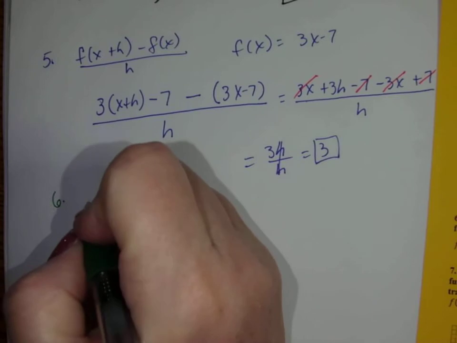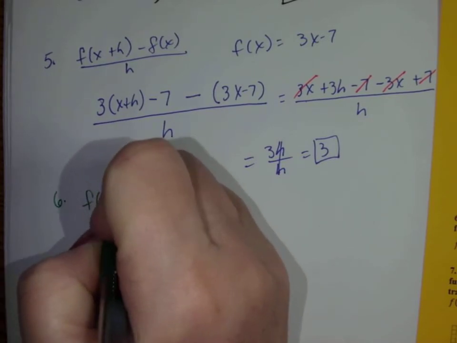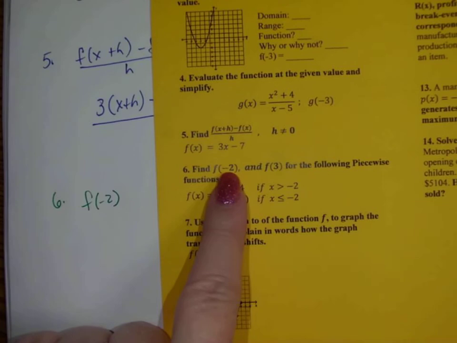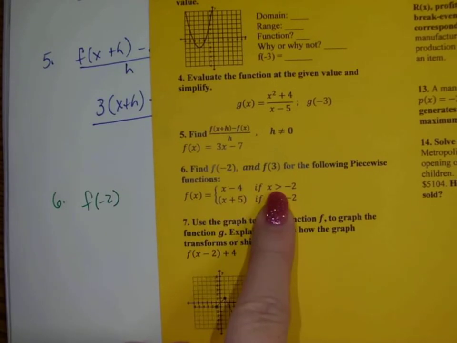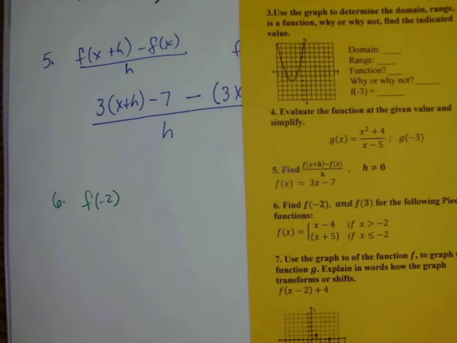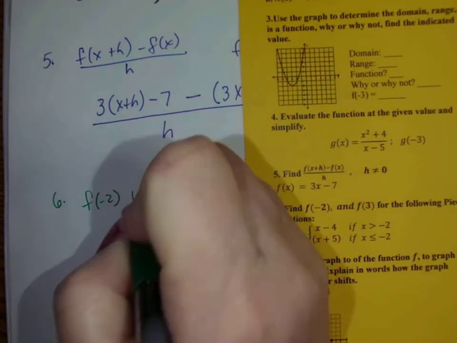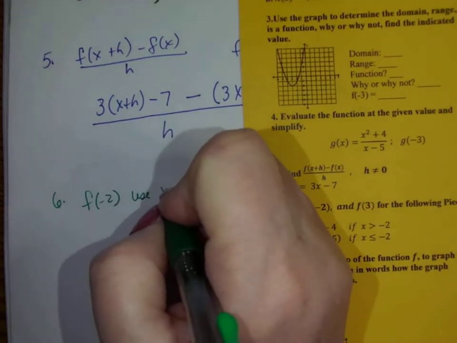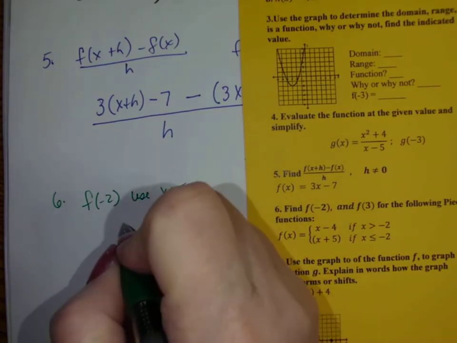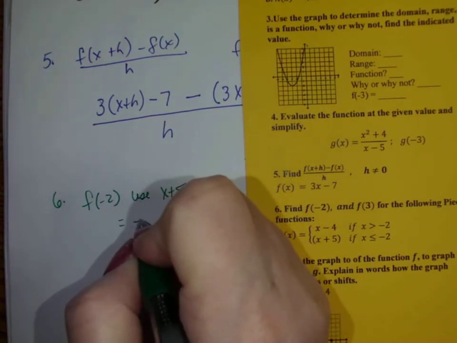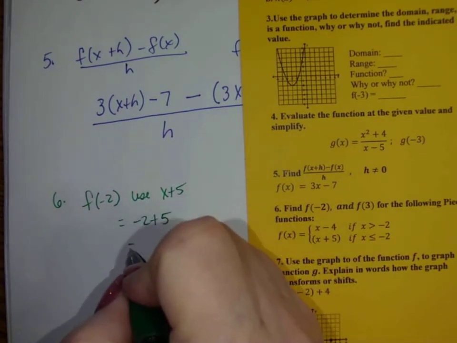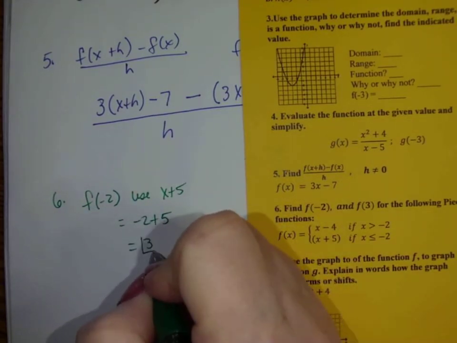All right, so for the first one, we need to find f at -2. So equal to -2 is what we're talking about. So it's not greater than, it's not less than, but it's equal to -2. So we're going to use the x plus 5. So that means we'll equal -2 plus 5, because we're going to plug in our x value, and it will be equal to 3.